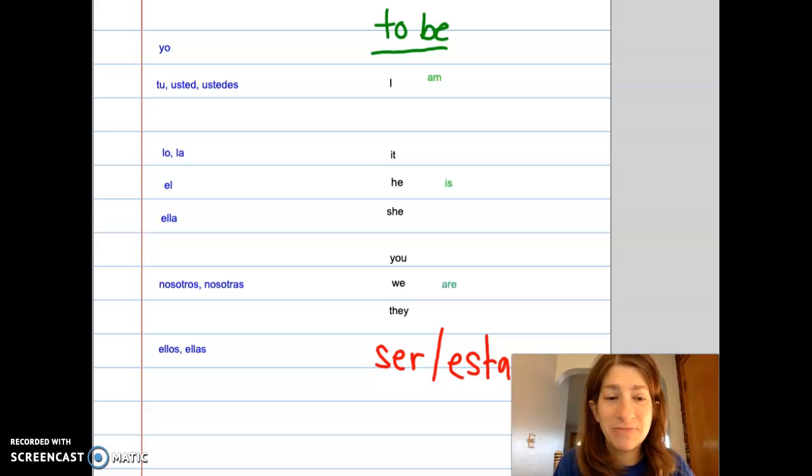Today we are going to be talking about subject pronouns. That's a fancy way of saying those little words that help us to talk about who or what we are talking about. Let me show you some of them. They are words like I, it, he, she, you, we, and they.